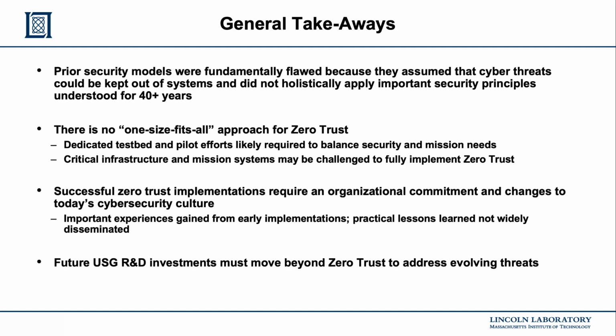Not all systems, particularly critical infrastructure and mission systems, will be capable of doing everything the full zero trust way, and we'll have to have adaptation. Again, why iteration and experimentation will be important. We also talked to organizations that have actually done implementations of zero trust, and all of them have indicated that significant organizational commitment and change was required to be able to implement those.